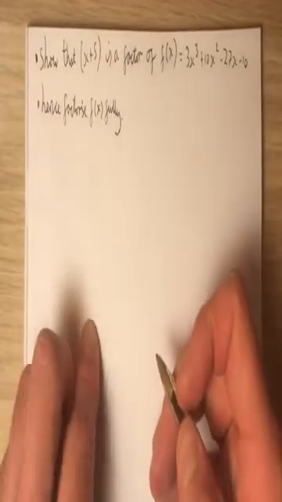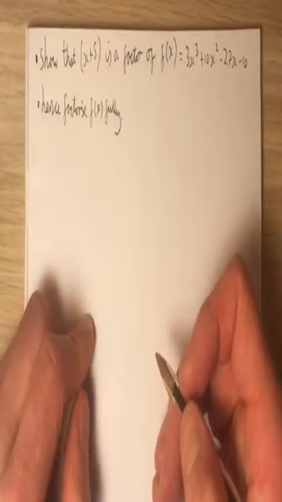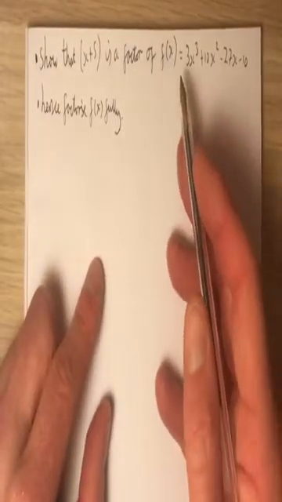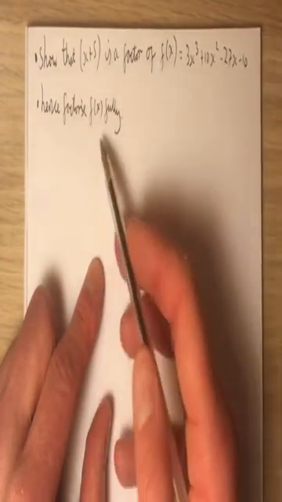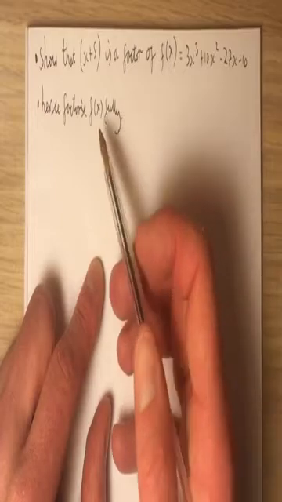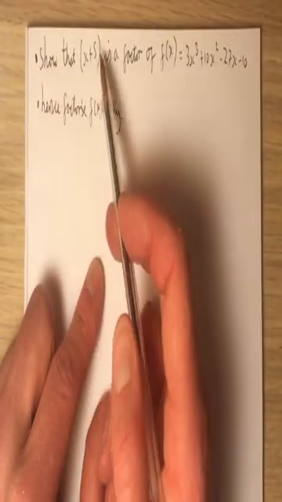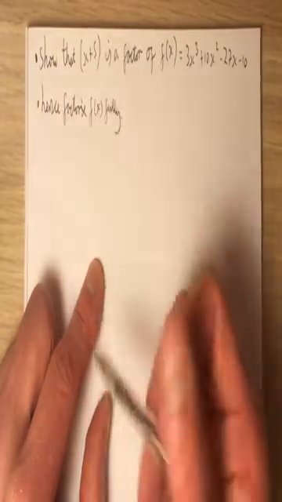Okay, here's a typical exam question on factorising cubic equations. So here's a cubic equation with x cubed and some other stuff, and I'm going to try and factorise it fully. And part A of the exam question is to show that x plus 5 is a factor.